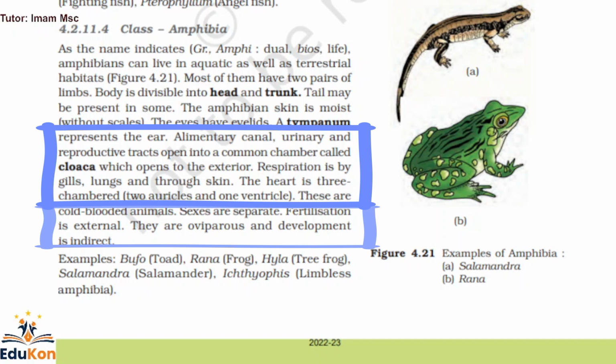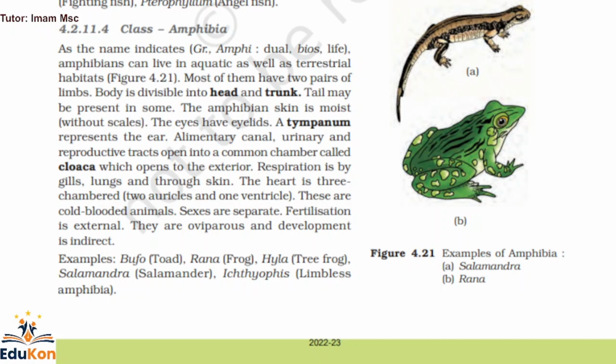Their alimentary canal, urinary and reproductive tracts open into a common chamber which is called cloaca. So examples here are: Bufo, that is toad; Rana, frog; Hyla, that is tree frog; Salamandra, that is salamander; Ichthyophis, limbless amphibian. So all these are examples.